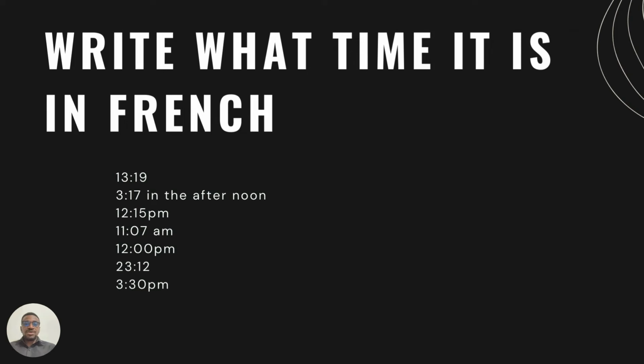So here's a bit of work. Write what time it is in French. We have 13:19. The times that are written in 24 hour, please write them in 24 hour, and the times written in 12 hour, write them in 12 hour. So you have 13:19, 3:17 in the afternoon, 12:15 p.m., 11:07 a.m., 12 p.m., 23:12, and 3:30 p.m. You can pause the video and write these times down.